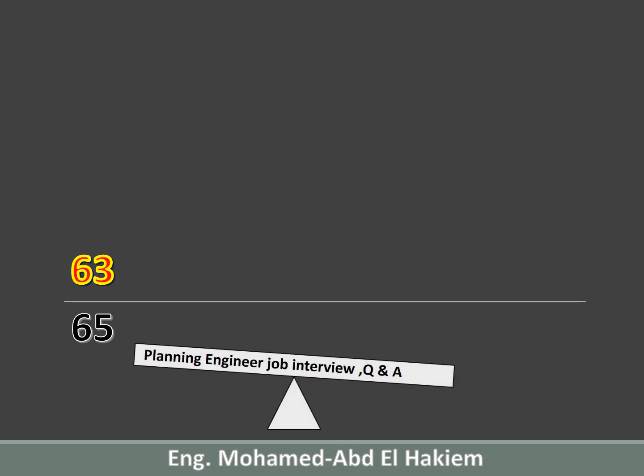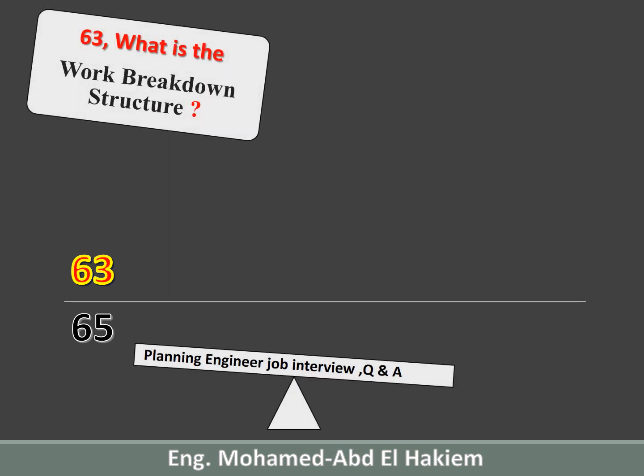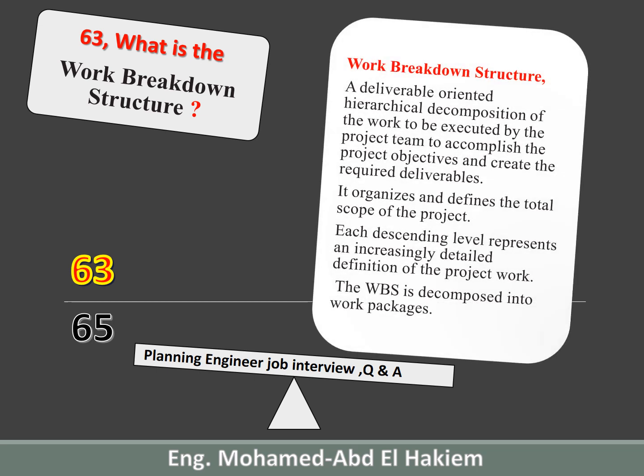63. What is the work breakdown structure? Work breakdown structure, a deliverable-oriented hierarchical decomposition of the work to be executed by the project team to accomplish the project objectives and create the required deliverables. It organizes and defines the total scope of the project. Each descending level represents an increasingly detailed definition of the project work. The WBS is decomposed into work packages.